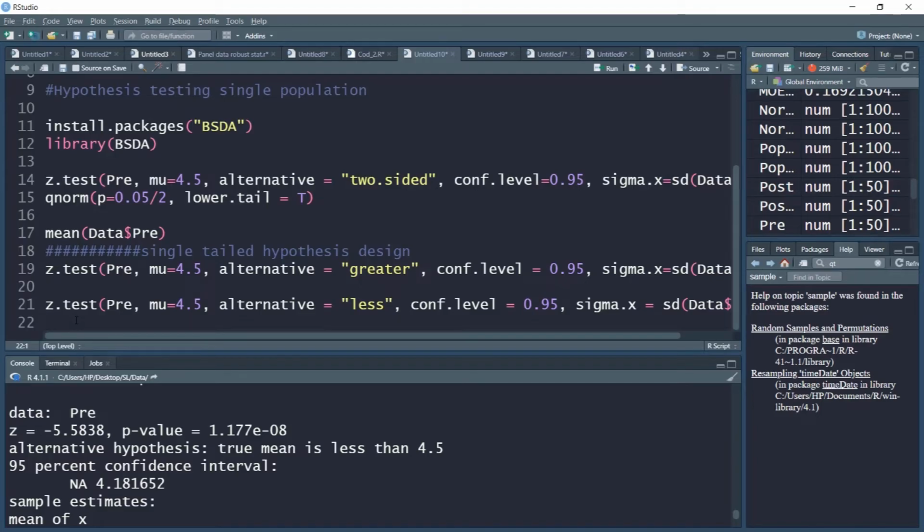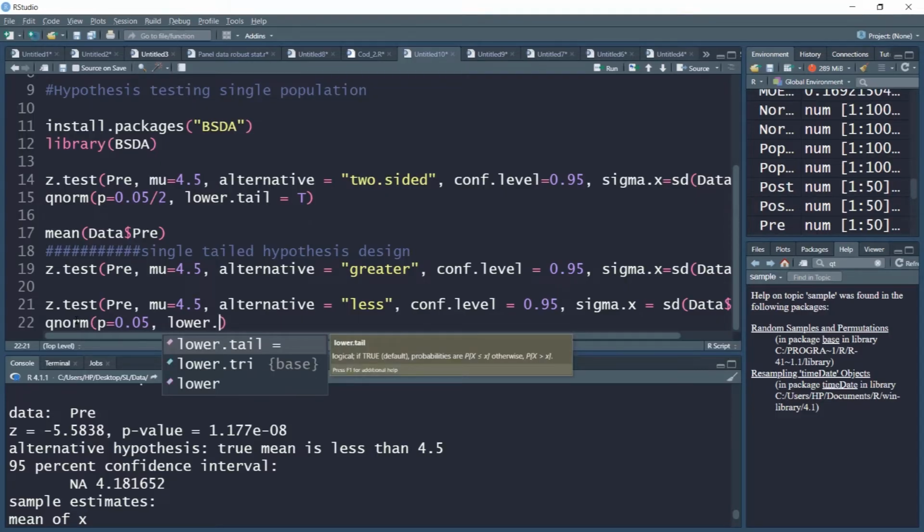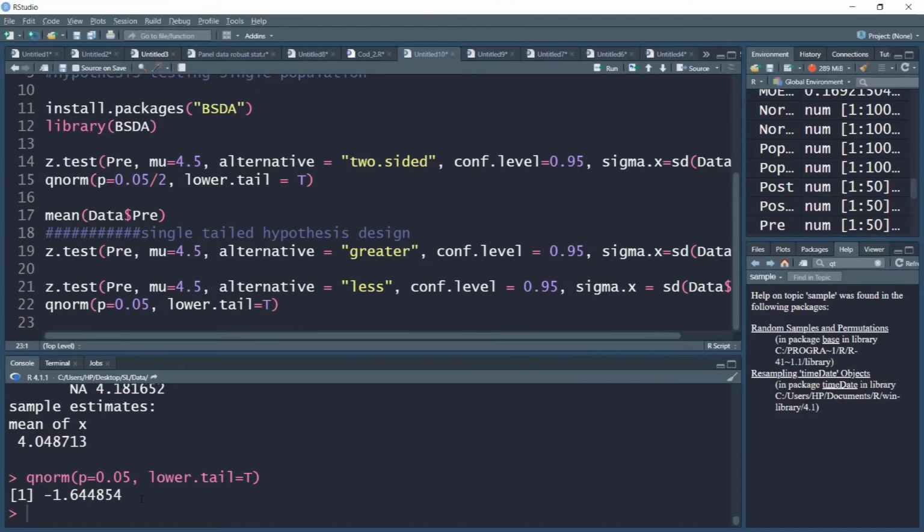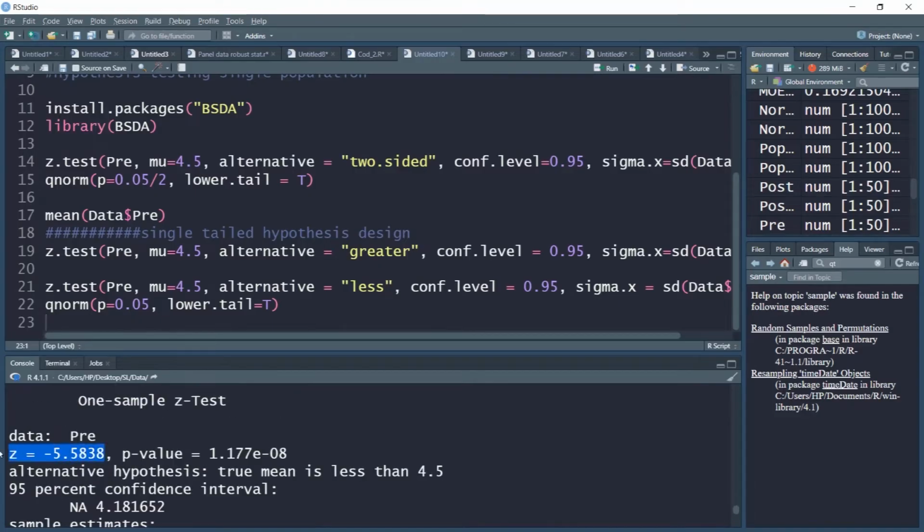If I want to test my hypothesis using critical value, I can simply compute my critical value as we did earlier with the qnorm command. But in this case, I would specify my p-value or significance level as 5%, not 5 by 2, because it is a single tail hypothesis. So I'll put p equal to 0.05. Again, we already know that we are testing for whether the mean is less than 4.5. We'll use lower.tail as TRUE. So we'll get a negative Z statistic. And the statistic here is minus 1.64, which is much greater than this Z value, which clearly indicates that we can reject the null and say that the true mean is indeed less than 4.5.